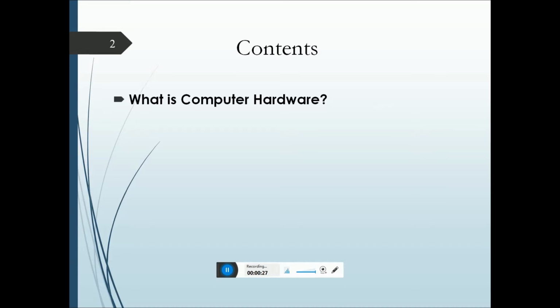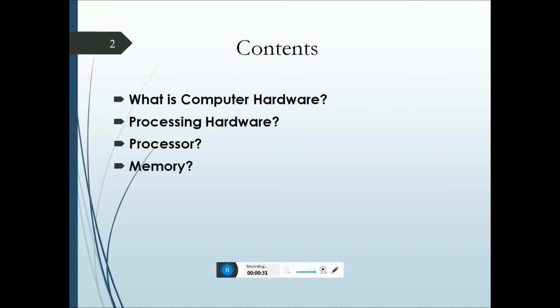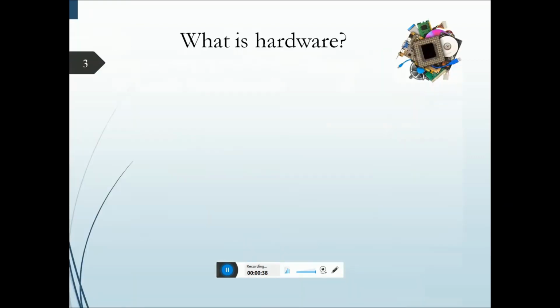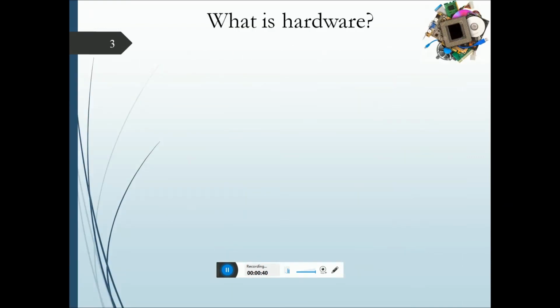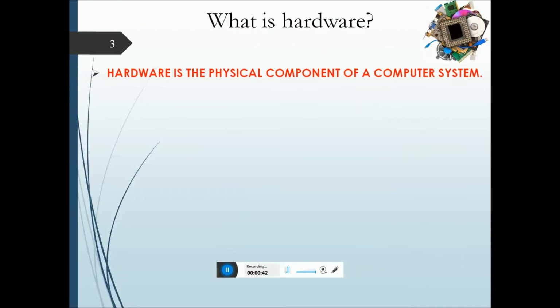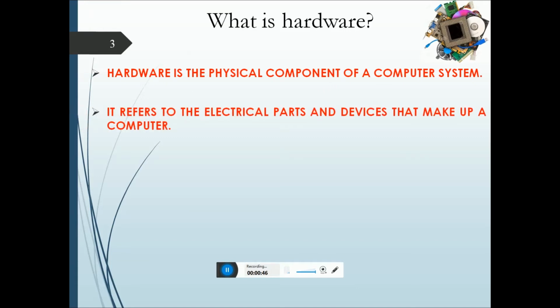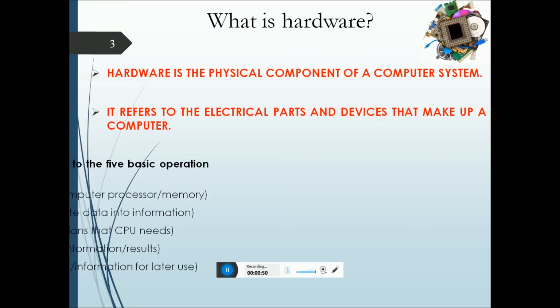The topics include: what is computer hardware, processing hardware, processor, memory, input devices, output devices, and storage devices. What is hardware? First, hardware is the physical component of a computer system. It refers to the electrical parts and devices that make up a computer.